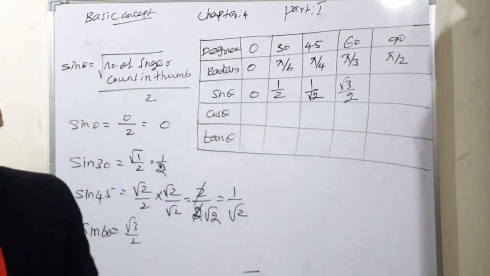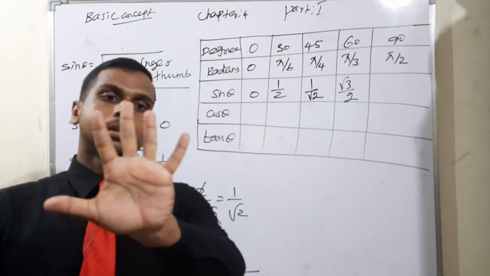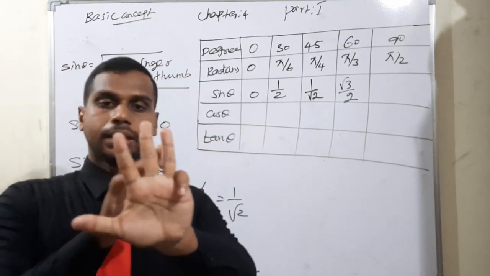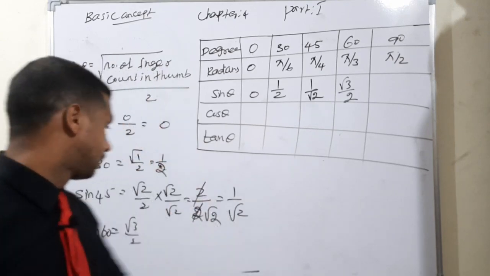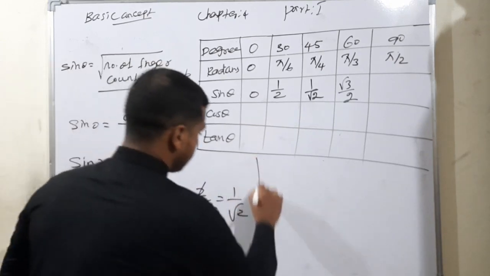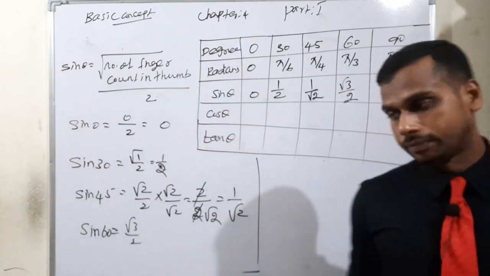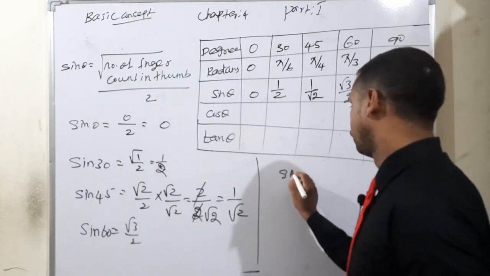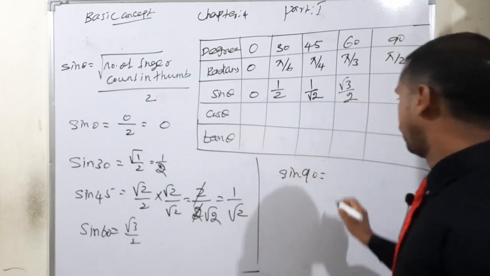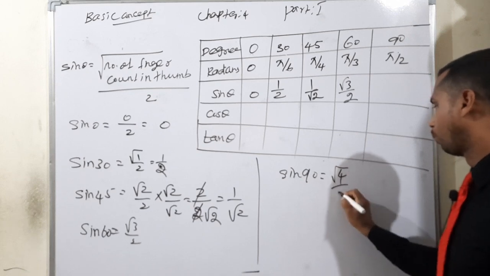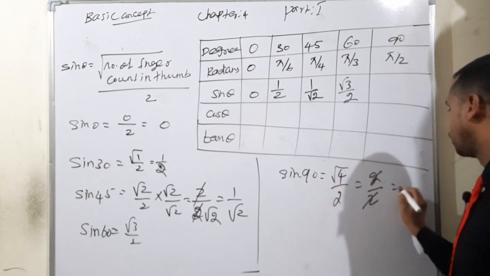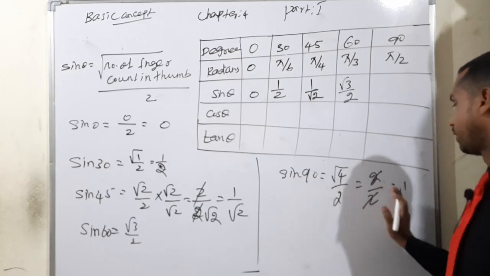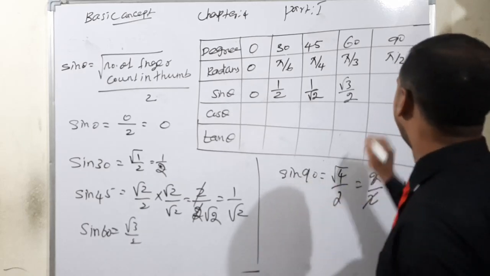Sin 90. For sin 90, you can check the little finger. Check there, 4 fingers are counted on the thumb side. Therefore sin 90 is equal to root 4 by 2. Already we know root 4 is equal to 2, so 2 divided by 2 is equal to 1. So sin 90 value will be 1.